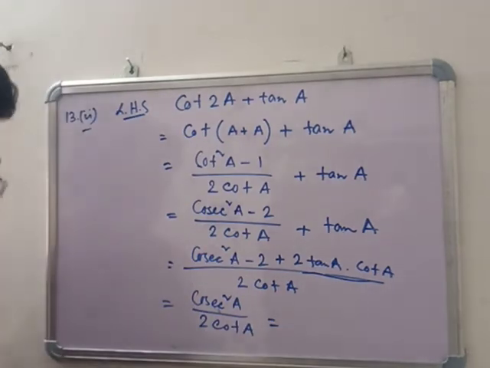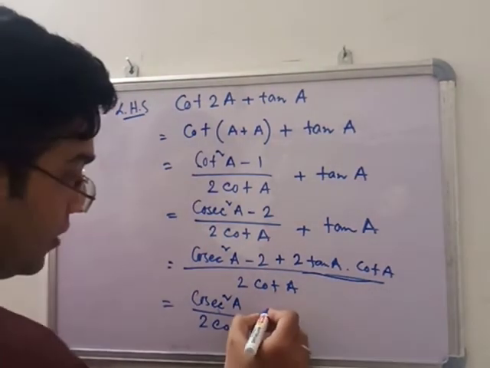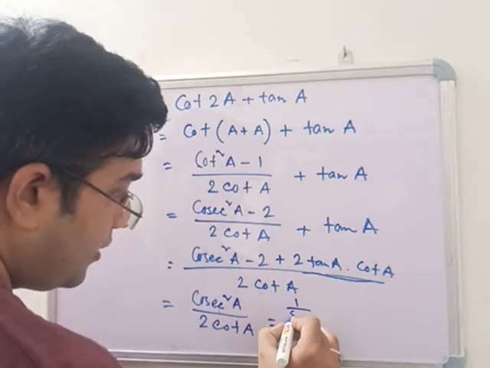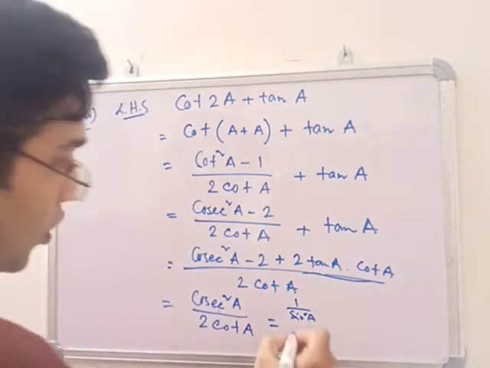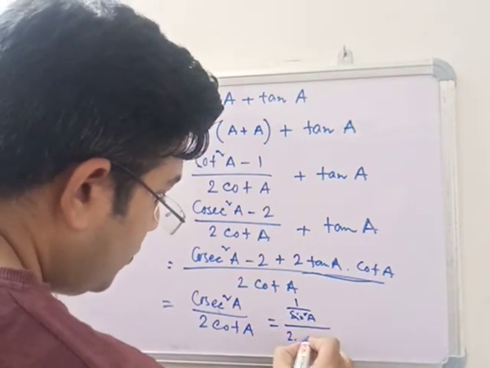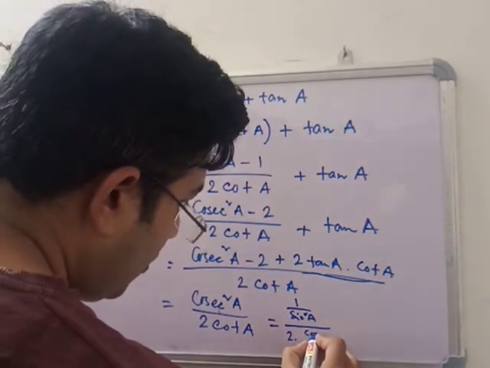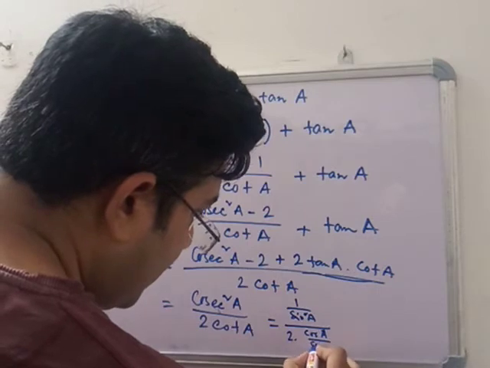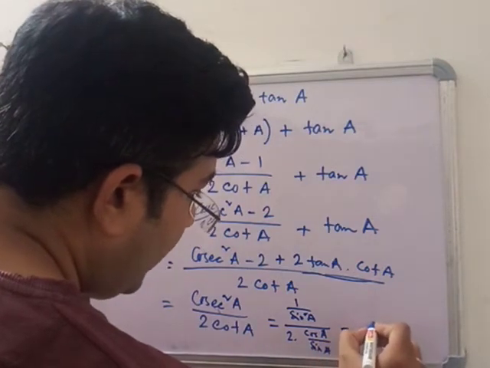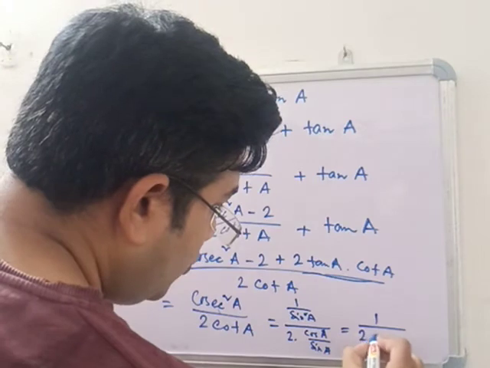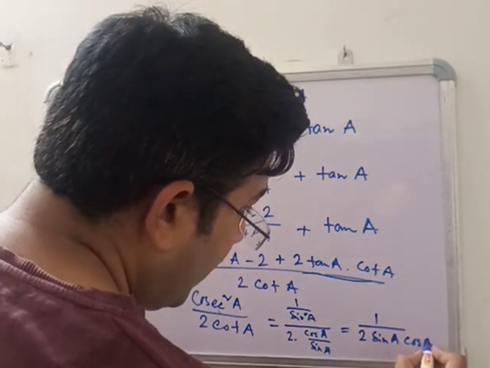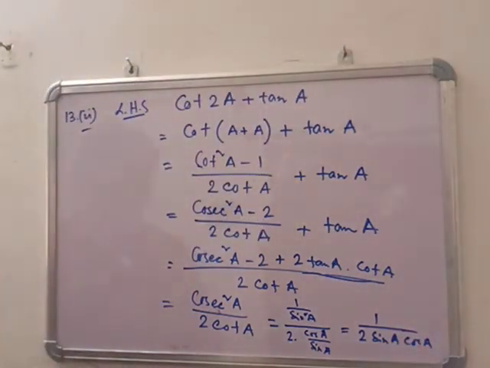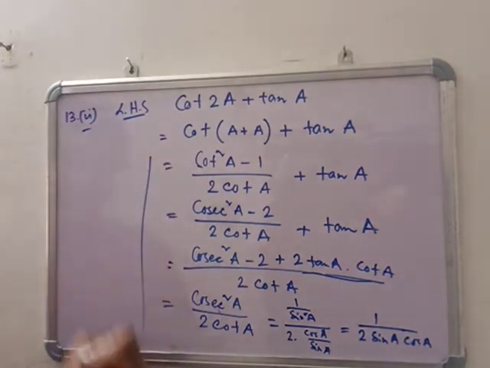So cosec square A means 1 by sin square A, by 2 cot A, that means 2 into cos A by sin A. Now we get 1 by 2 sin A cos A. Okay, so this is the LHS. Now for the RHS.